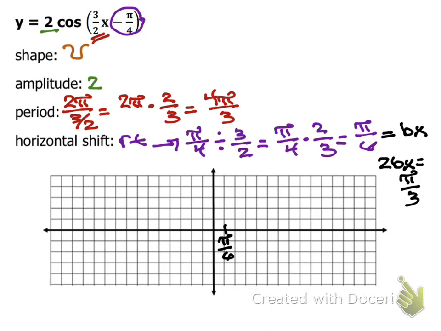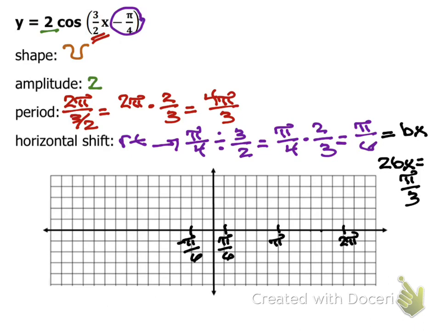So 6 boxes would be pi over 6. 1, 2, 3, 4, 5, 6. Here's pi. And then 2, 3, 4, 5, 6. There's 2 pi. And then we'll go ahead and go over here and make a negative pi over 6.